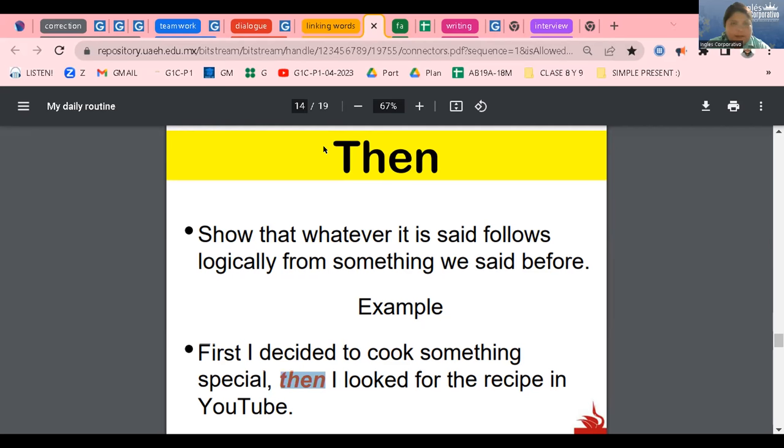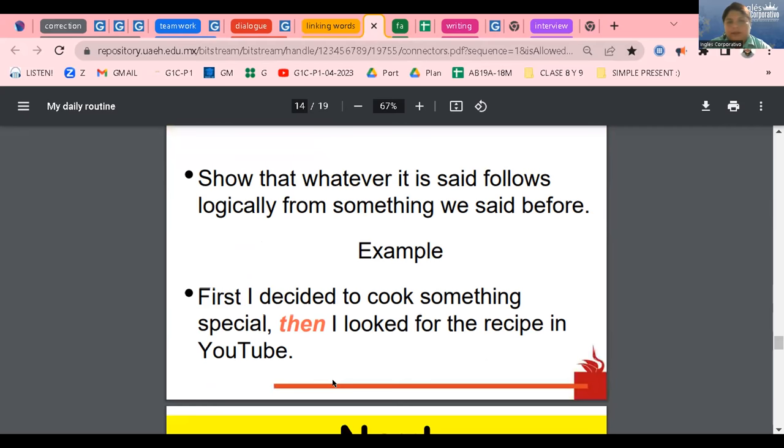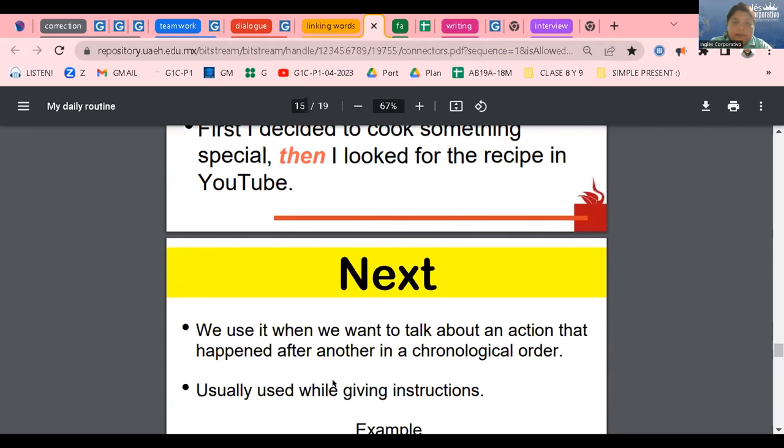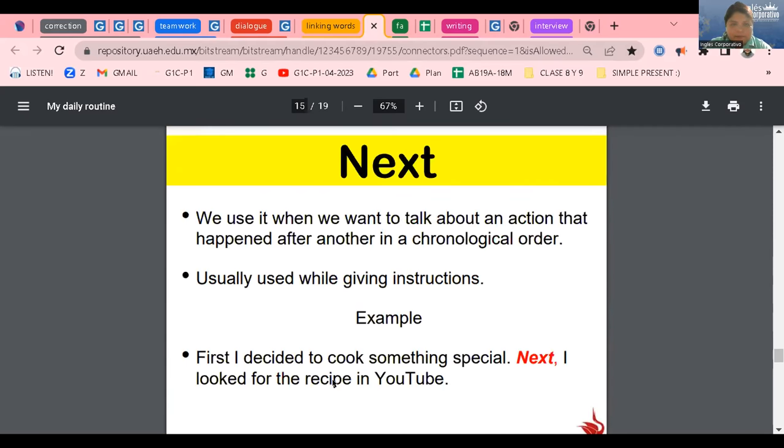Ok, permítanme por ahí. Mario, gracias. Entonces, bueno, de no abusar del uso de then, que si no se vuelve como then, ¿verdad? Pueden utilizar otro como after that, o next, lo vamos a ver ahorita. Ok, next, Daniel, next.